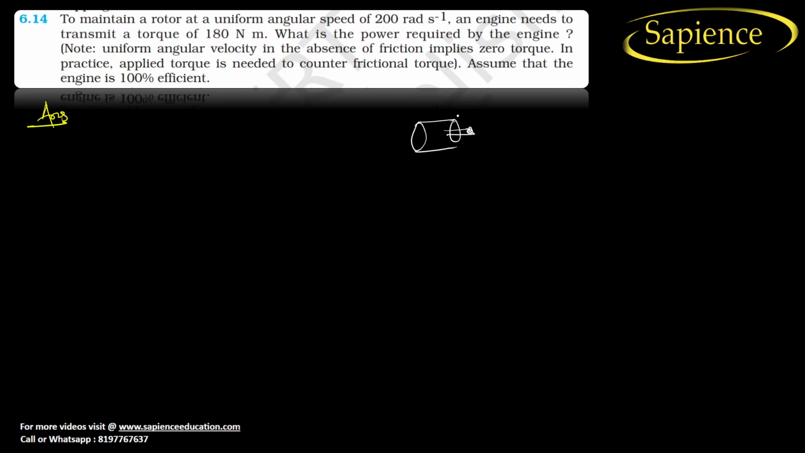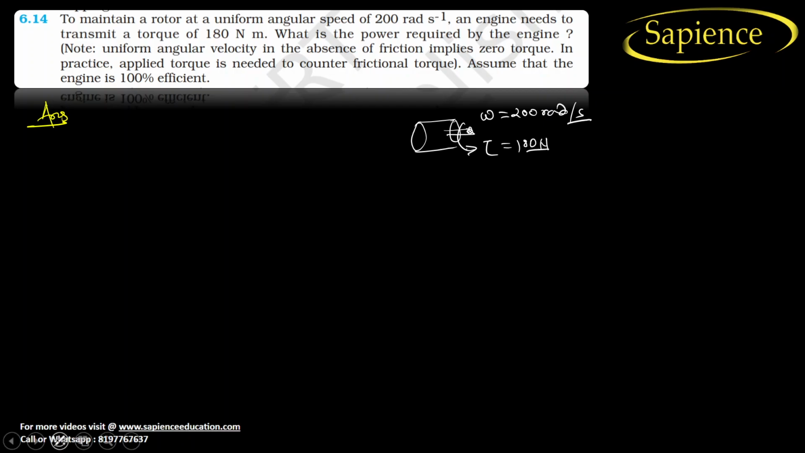And it transmits how much torque? The torque they are transmitting is 180 Newton meter, and the speed, that is omega, is 200 radian per second. Okay, what is the power required by the engine? One thing they have also given is that the angular velocity is uniform and there is no friction, and assume that the engine is 100% efficient.